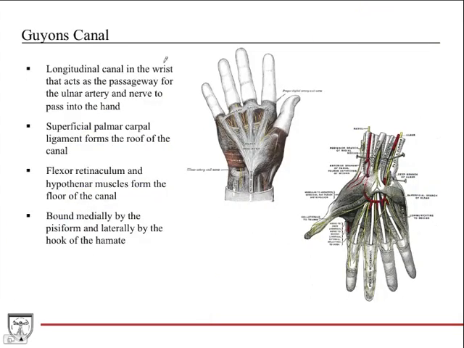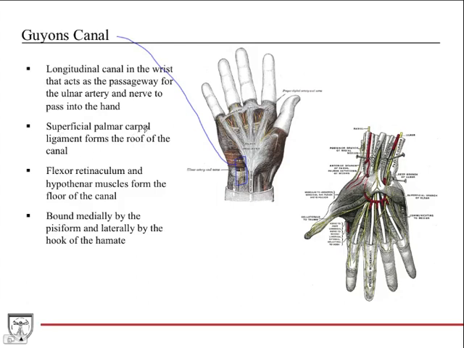Guyon's canal. So this is a separate canal for the ulnar artery and nerve to pass into the hand. It's a longitudinal canal. It's shown here. This would be the outline of it right here. This would be your Guyon's canal, and this is your ulnar nerve and artery traveling here.